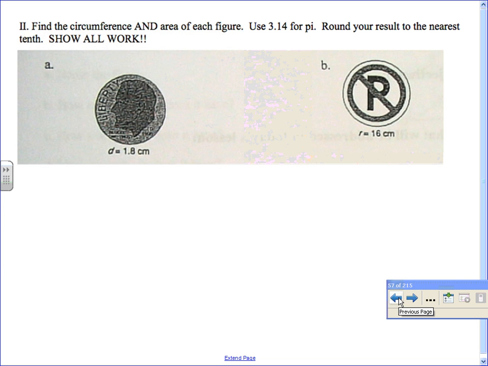Okay, just remember, guys, it's not pi times the denominator, right? I'm just kidding, Matt. Pi times diameter, we're given the diameter. So in your calculator, you would type in 3.14 times 1.8. Circumference is distance around the circle. What do we get, Justin?